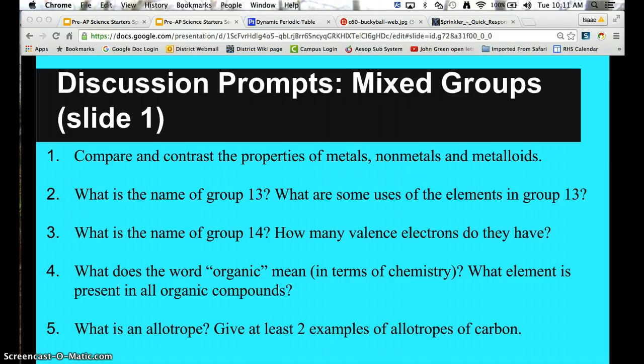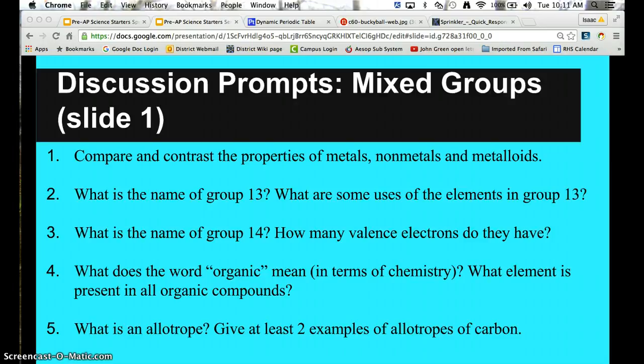Number three, what is the name of group 14? How many valence electrons do they have? Group 14 is called the carbon family. These are all easy ones to remember because the name of the family is simply the element at the top of the group. So group 14 is the carbon family. They have 4 valence electrons, or electrons in their outer shell.